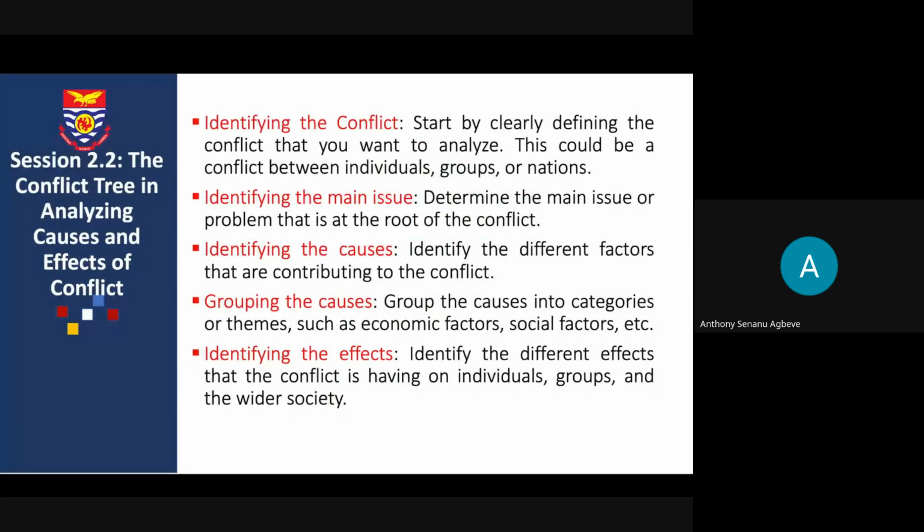So in using the conflict tree to analyze the causes and effects of a conflict, there are some steps that you need to go through, that is, if you decide to use the conflict tree tool. The first is that you need to identify the conflict, because you cannot just wake up and say you are going to analyze the conflict when you do not know what the conflict is about. So you need to identify the particular conflict you want to deal with.